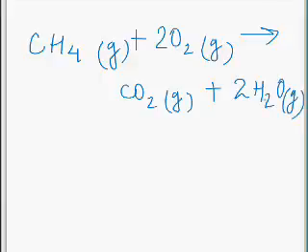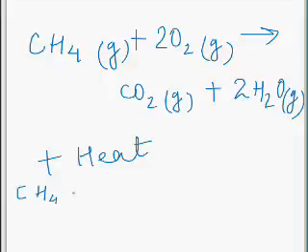Now we will discuss the heat changes taking place in this reaction. When methane burns in oxygen to form carbon dioxide and water, a lot of heat is produced. So this is an exothermic reaction. An exothermic reaction is indicated by writing a plus heat sign on the product side.